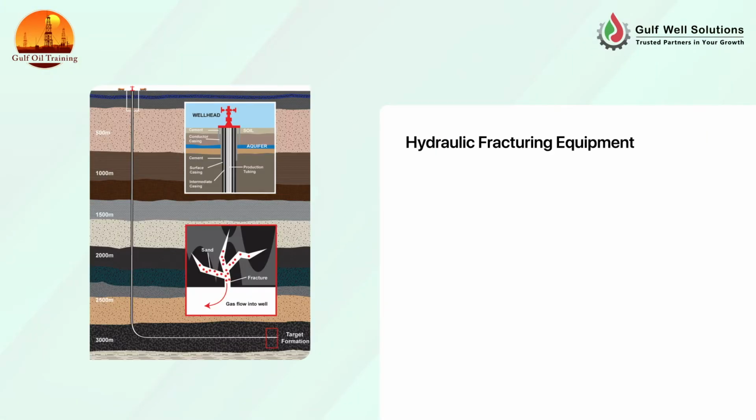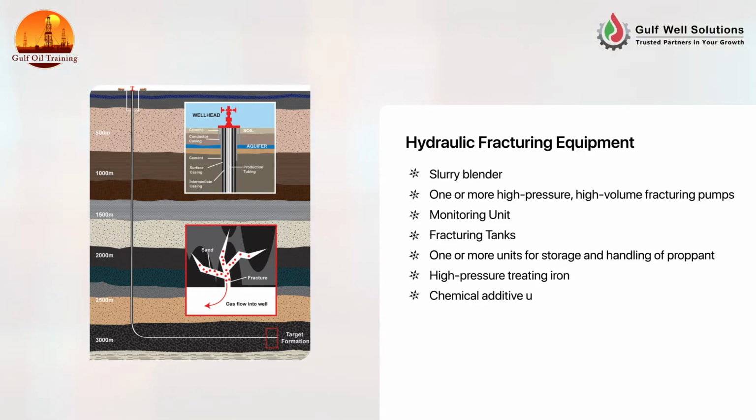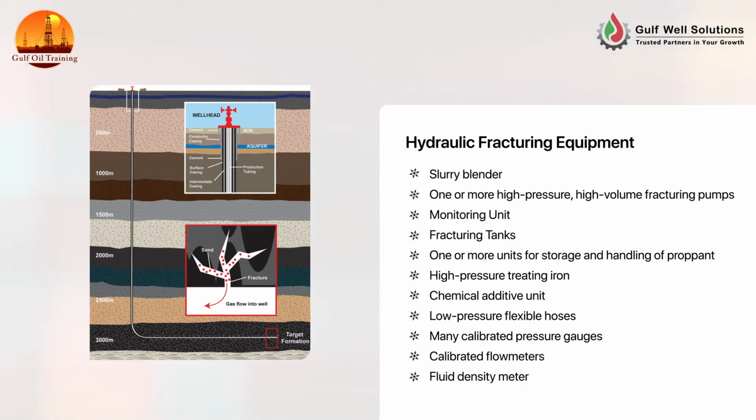Hydraulic fracturing equipment: slurry blender, one or more high-pressure, high-volume fracturing pumps, monitoring unit, fracturing tanks, one or more units for storage and handling of proppant, high-pressure treating iron, chemical additive unit, low-pressure flexible hoses, many calibrated pressure gauges, calibrated flowmeters, and fluid density meter.